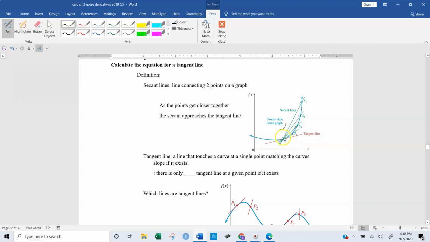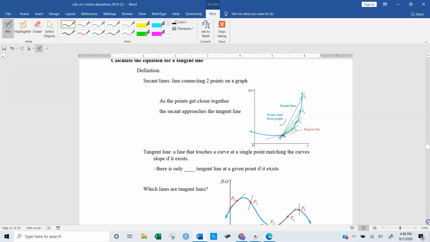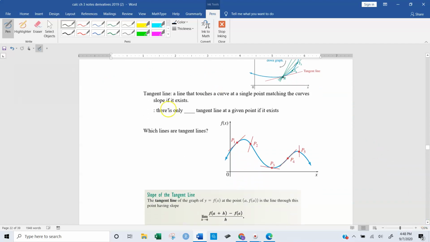And a tangent can only touch the curve in one spot. If there is more than one tangent, then you can't find it. So here we go. It matches the curve slope as it exists. There is only one tangent line at a given point if it exists.